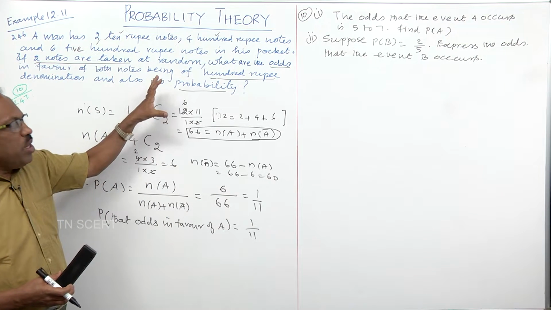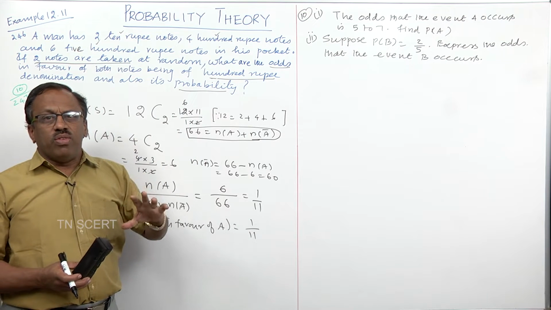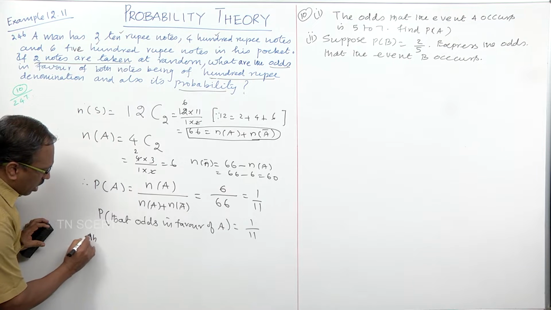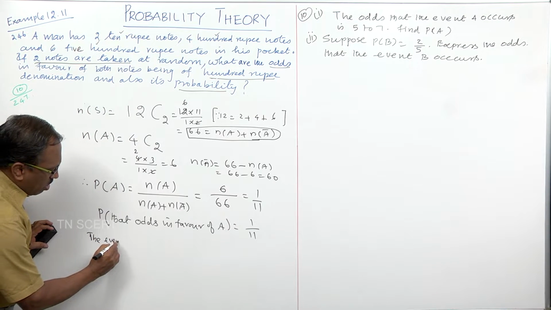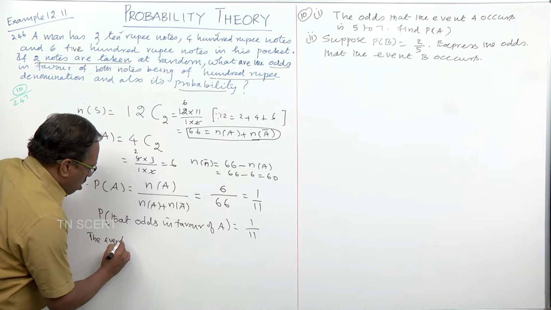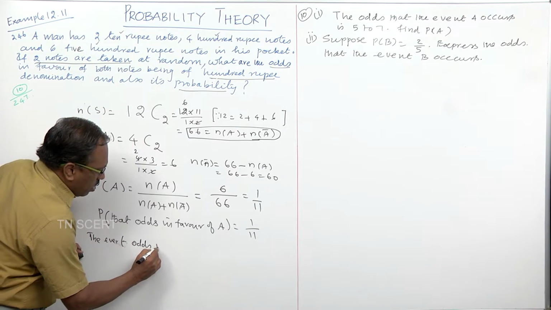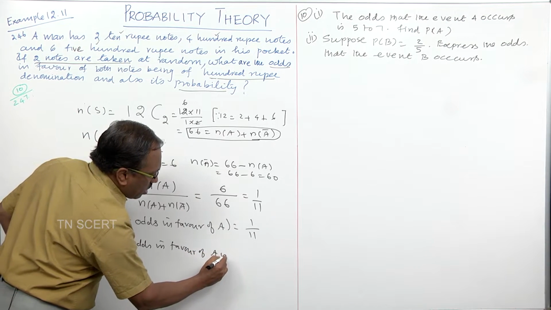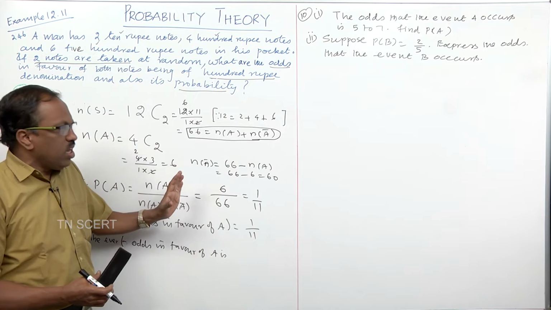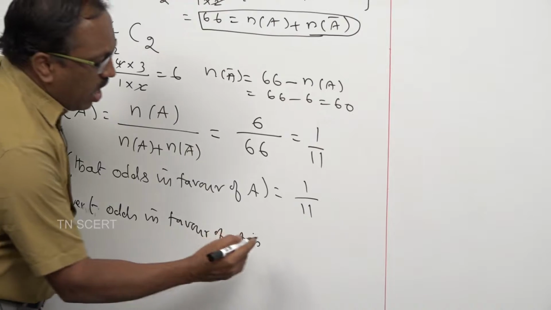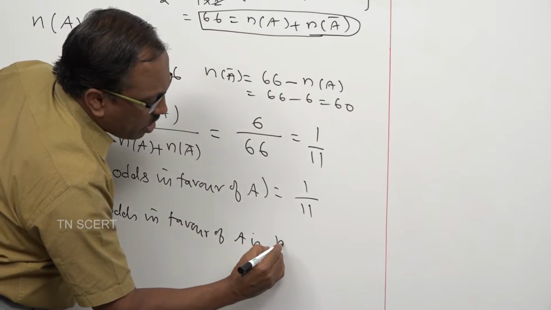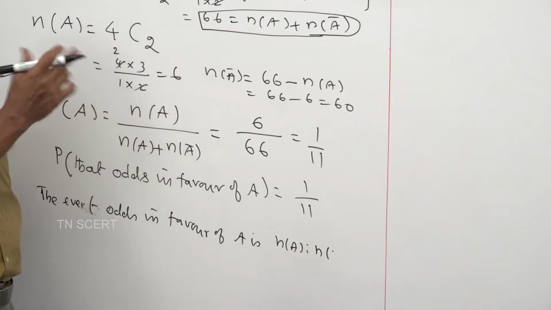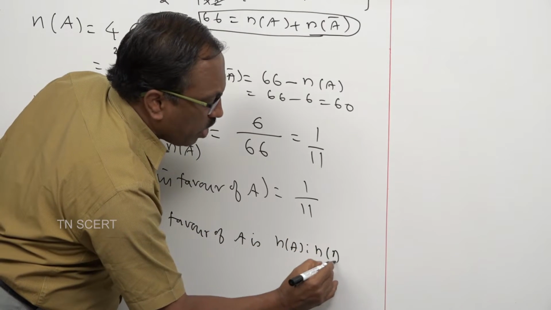So, the odds in favor of A, that is the event A. Actually, what does it mean here? A is to B. What is A? A is nothing but n of A, is to n of B, that is n of A bar.